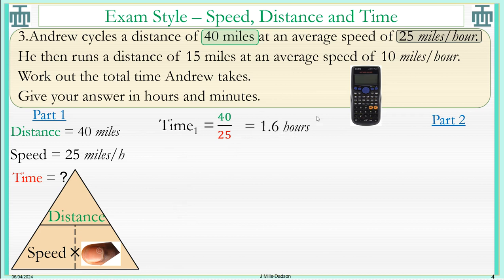You can change this into minutes by multiplying by 60. But let's work everything out, and in the final answer we change it to minutes before converting into hours. So our first time for when he cycles is 1.6 hours. Now let's consider the second part, when he runs.